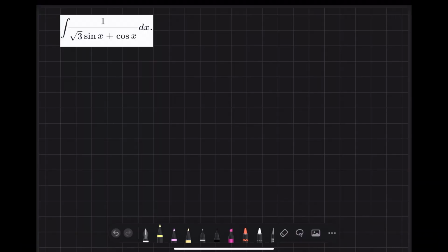Okay, so we have to integrate this function. In the denominator we have root over (√3 sin x + cos x). Now keep this in your mind: whenever we have a sin x + b cos x, without thinking about anything, just divide by the maximum. So what is the maximum? It is √(a² + b²).